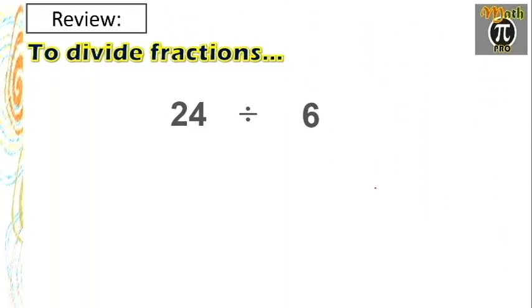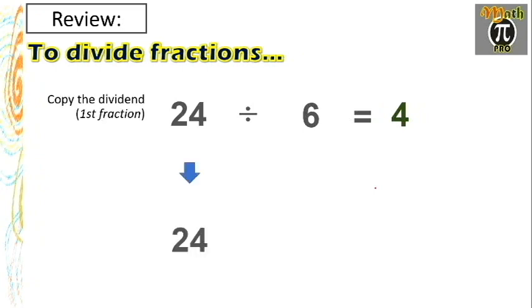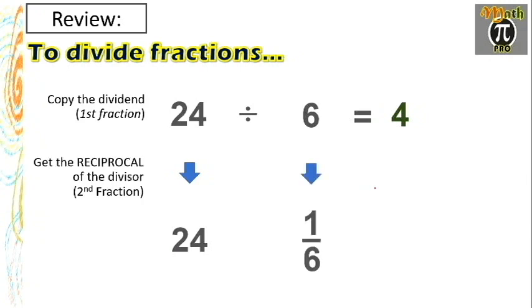To prove that we can actually use multiplication when dividing fractions, let's take this for example. We know that when 24 is divided by 6, the quotient is 4. When we follow the procedure, we copy the first number and we get the reciprocal of 6, which is 1 over 6. Because 6 is a whole number, we can have a denominator of 1. And its reciprocal is 1/6.